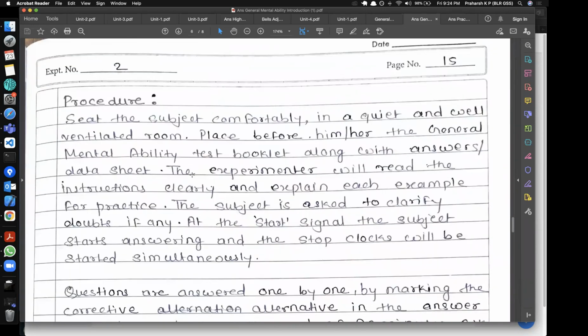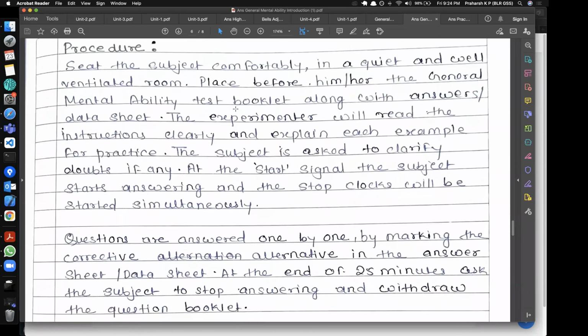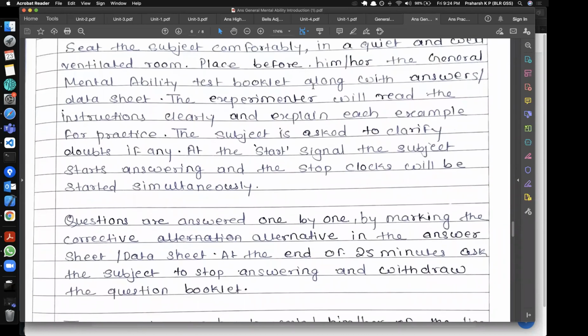Procedure and building rapport, making them at ease, turn on the AC and all that. I'll read through it quickly. If you have any questions, stop me, please. Seat the subject comfortably in a quiet and well-ventilated room. Place before him or her the general mental ability test booklet along with answers and datasheet. The experimenter will read the instructions clearly and explain each example for practice. So you can give a couple of them for them to practice. The subject is asked to clarify doubts, if any.